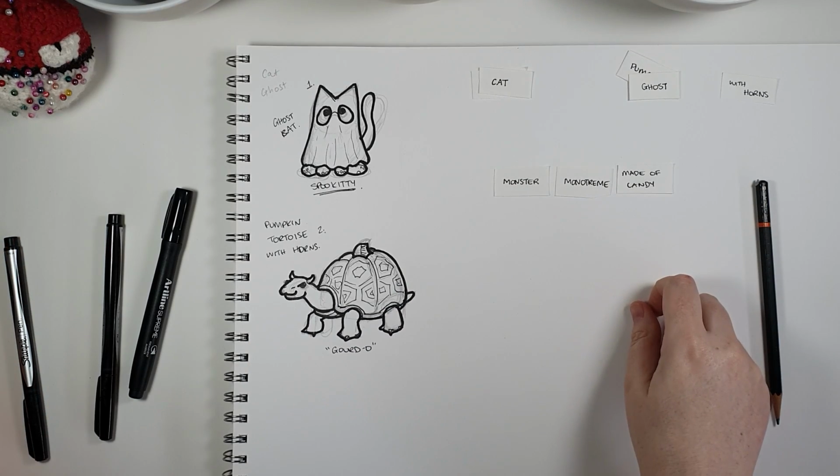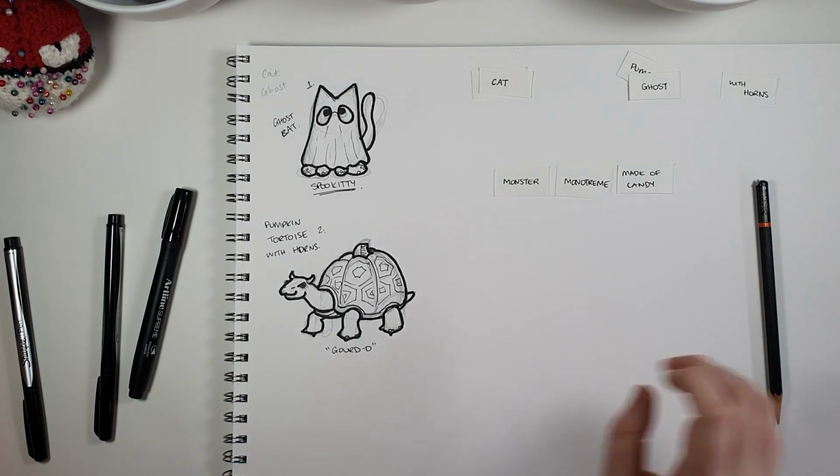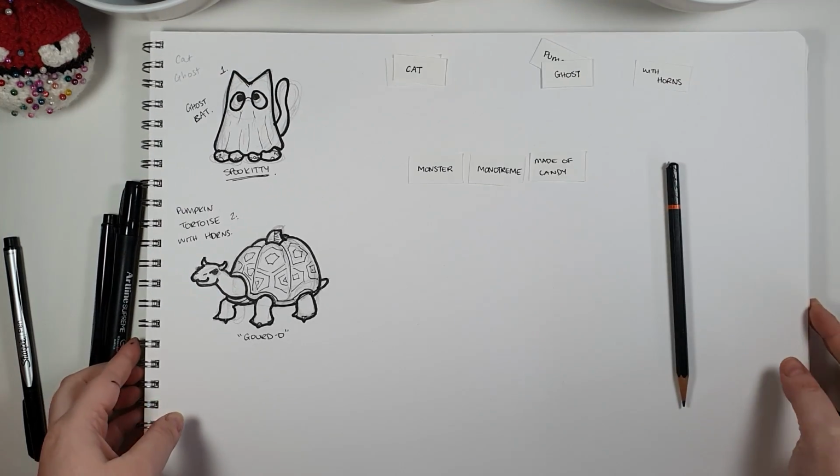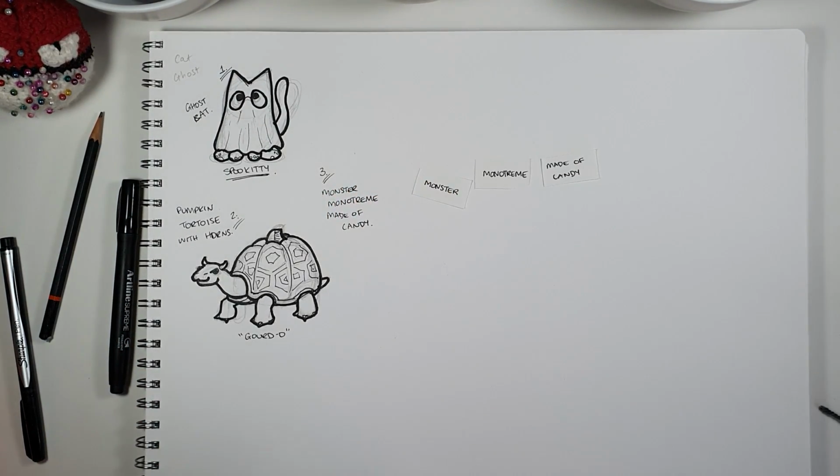I literally put myself in a situation where I was going to have to draw a monster monotreme made of candy. Okay, all right, no, this is gonna be fun. We're gonna do it. All right, let me just center my camera again here. There we go. Okay. It's a monster monotreme made of candy.